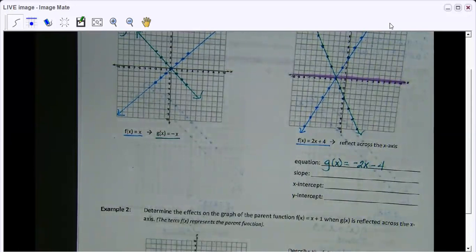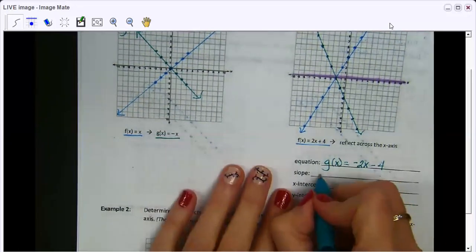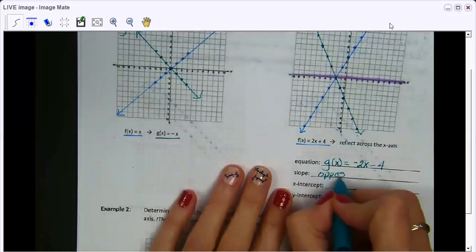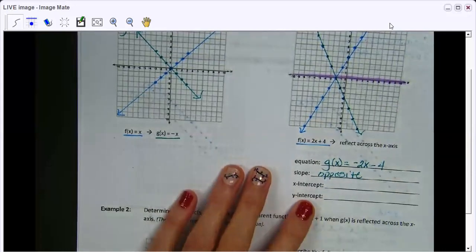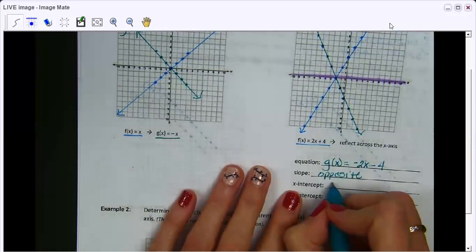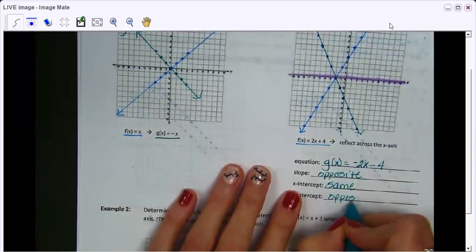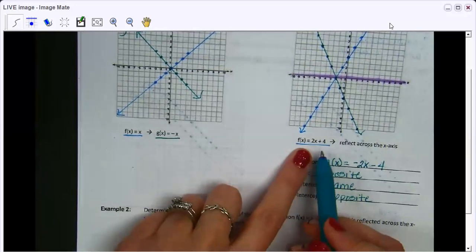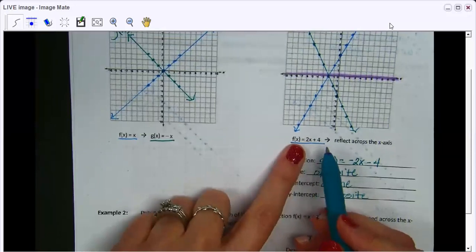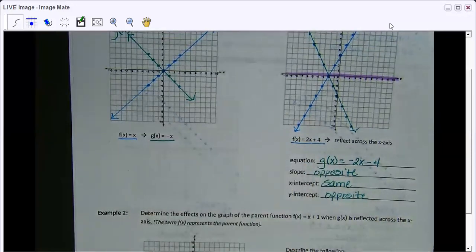So what do you notice about the slope? What happened with our slope? Yeah. It changed and it became the negative of it. So we call that the opposite. Okay. What about our x-intercept? Stayed the same. And our y-intercept? Yep. And it is also the opposite. Meaning that all we did was take the same equation we started with and make our slope and the y-intercept its opposite, or multiply it by a -1. So that's what you're doing with the equation.